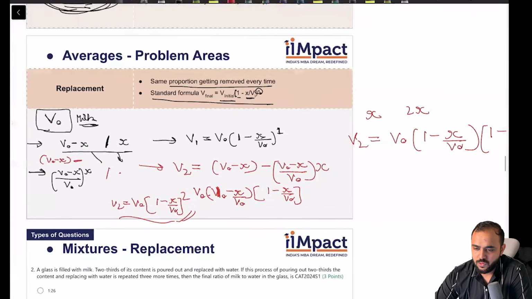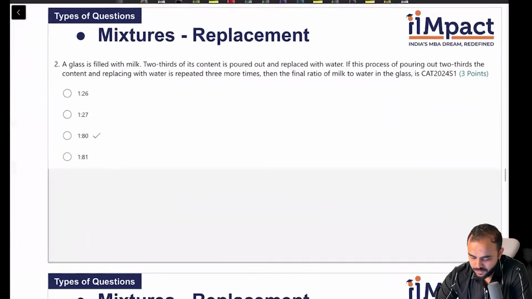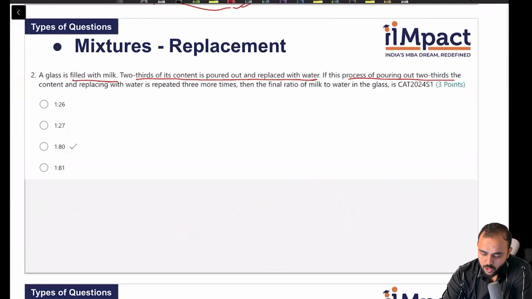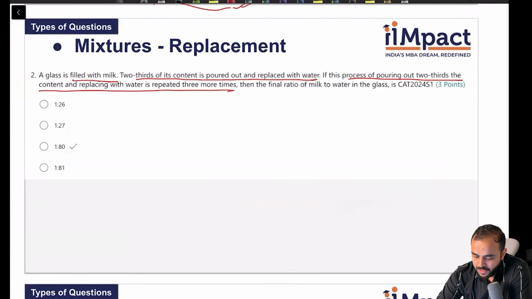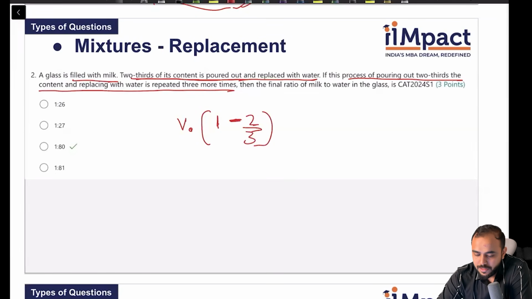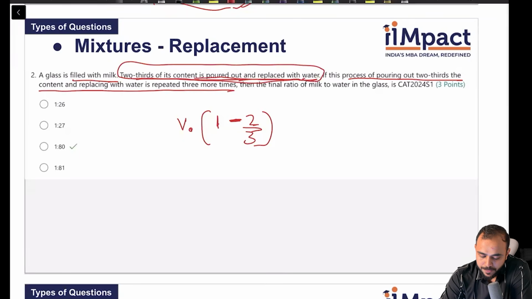Yes, all right. So this is all that you have to do in these sort of questions. A glass filled with milk, two-thirds of its content is poured out and replaced with water. If this process of pouring out two-thirds of content and replacing with water is repeated three more times. So initial volume, let's say, is V naught. Two-thirds of the content is replaced. So V naught into 1 minus how much? 2 by 3. What should be the power? Poured out and replaced with water. This is step 1. Then repeat it three more times.